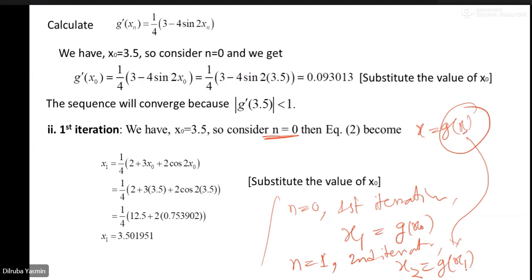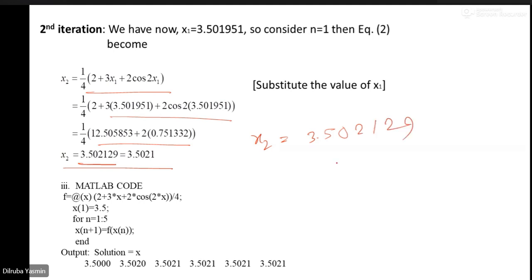If I ask you to do the third iteration, then you have to consider n equal to 2. Then you will get the x3 value. Since this is the examiner's requirement, you have to do two iterations to get the value as a solution of a nonlinear equation in one variable. Look at here, all the calculation has been done. So you get x2 equal to 3.502129. You get this x2 value.